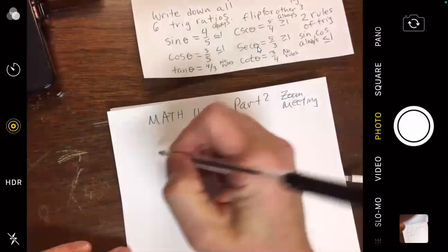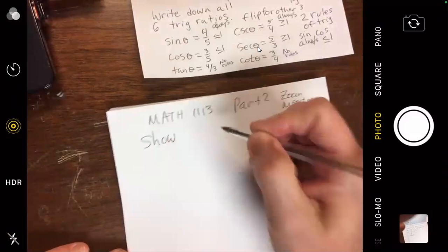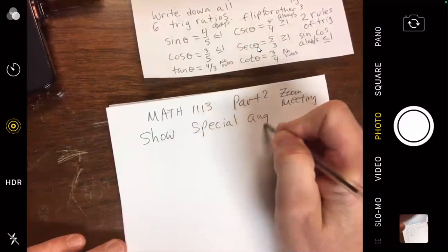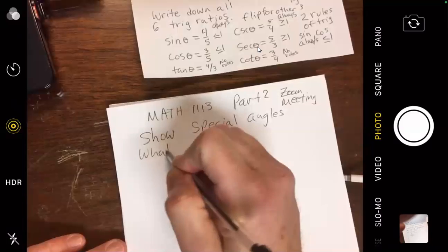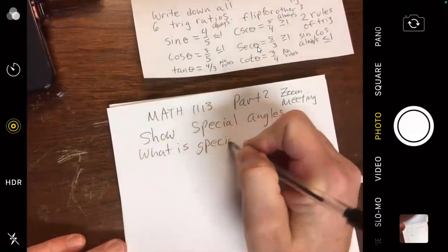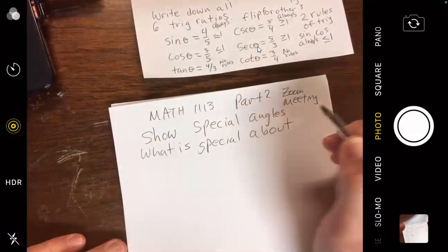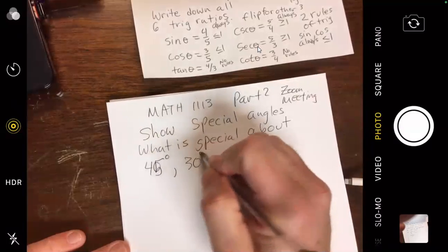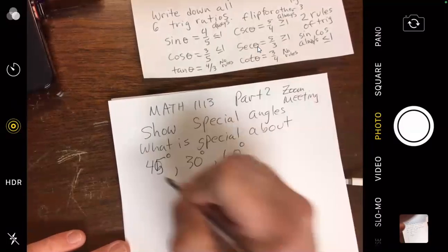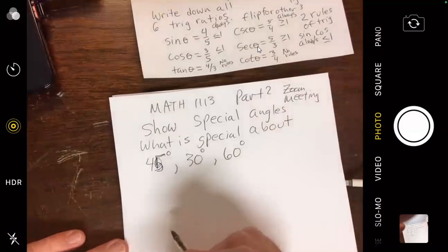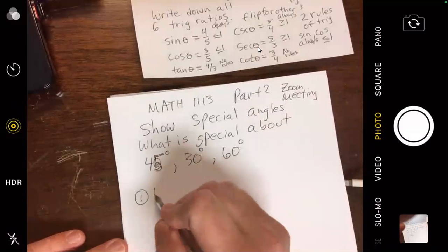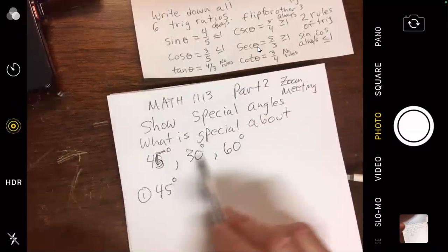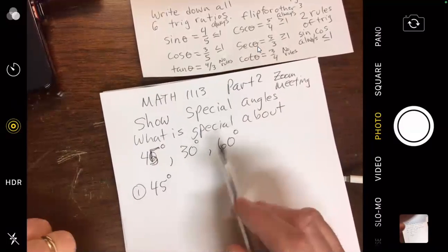Okay, we need to go on and show special angles. What is special about 45 degrees? We'll do 45 degrees first, then 30 degrees and 60 degrees. If you understand what is special and what occurs with the legs at these angles, you understand probably 90% of trigonometry.